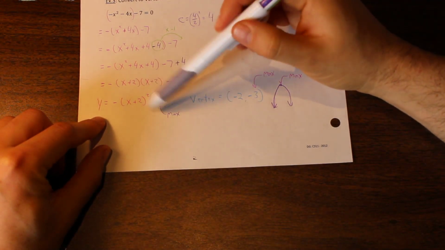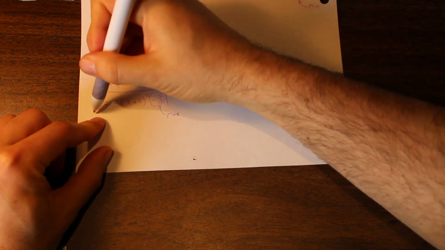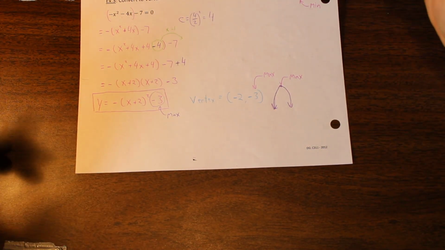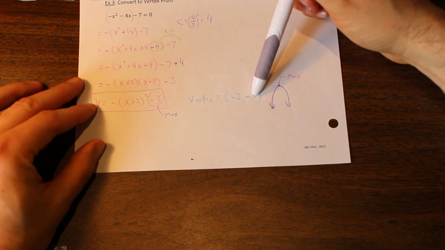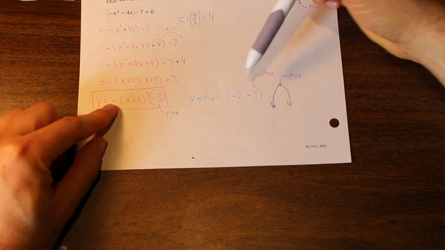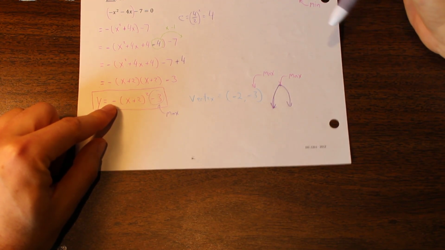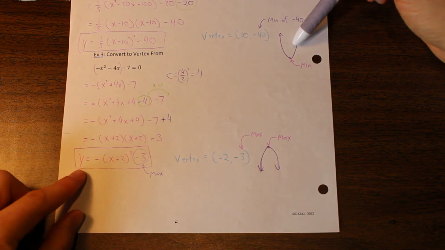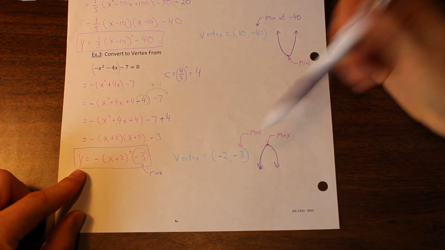And here is our vertex form equation. One thing I want to point out to you is the vertex is negative 2 and negative 3. Now because the a value is negative, I know it opens downwards, so I know it actually has a maximum. The other one had a minimum. There's the minimum there. This one has a maximum, and I know the maximum value is negative 3.